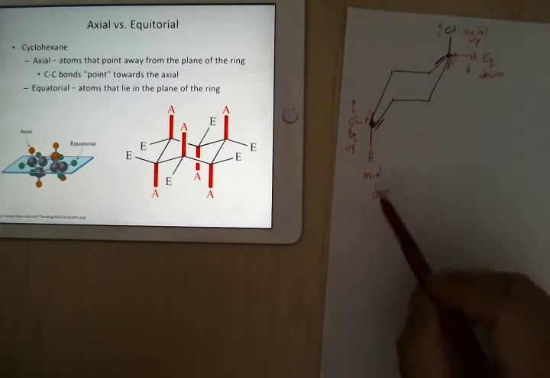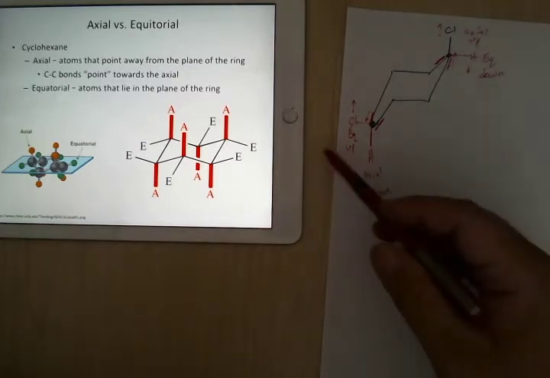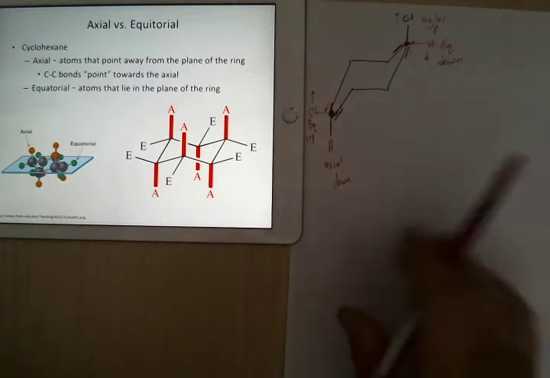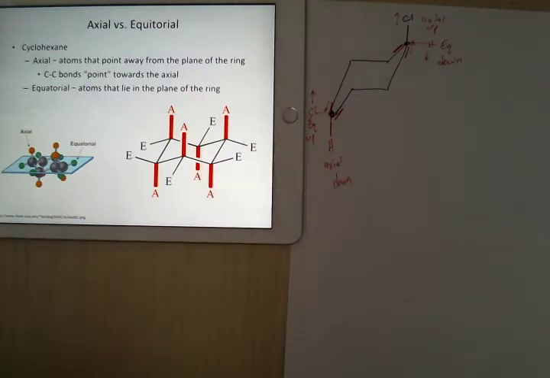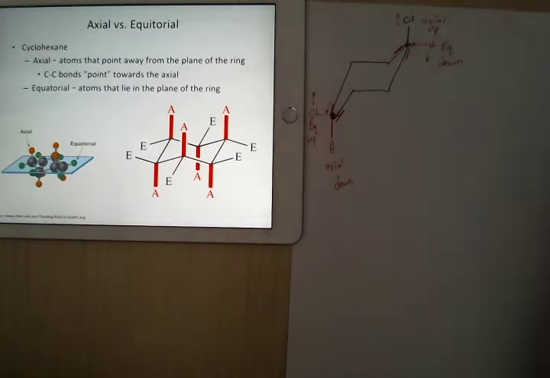So axial does not necessarily mean up or down. You can have axial up, you can have axial down. Same with equatorial, you can have up and down. The thing to do is notice how they flop in between. But every carbon is going to have an axial and an equatorial. So it's easy to find the axial, and the equatorial just kind of goes off to the side.